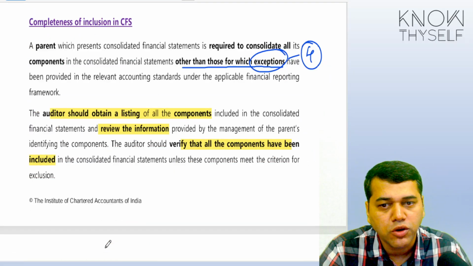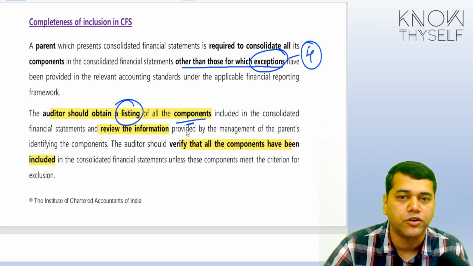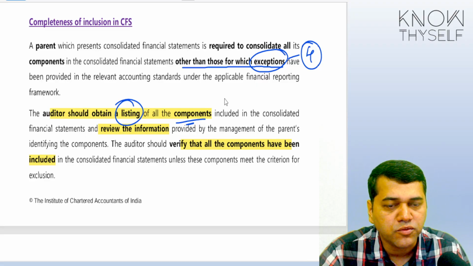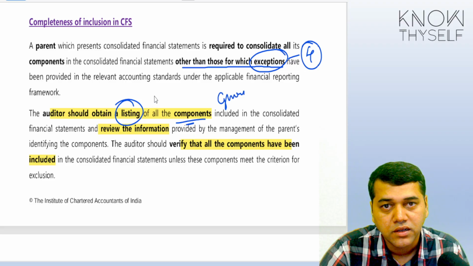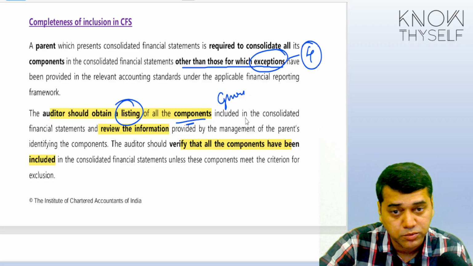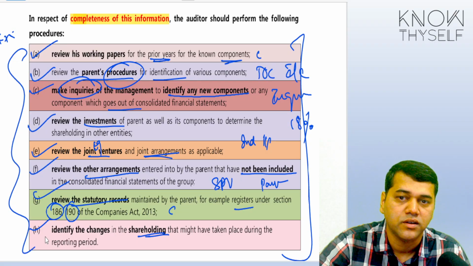So probably first you ask the list of the components from the management. So tell me, because I have to start consolidation now. Now one question comes, what is the guarantee for you that this list is complete? They might have left something. They might have included something which is not supposed to be included. For which you are supposed to perform these procedures of completeness.